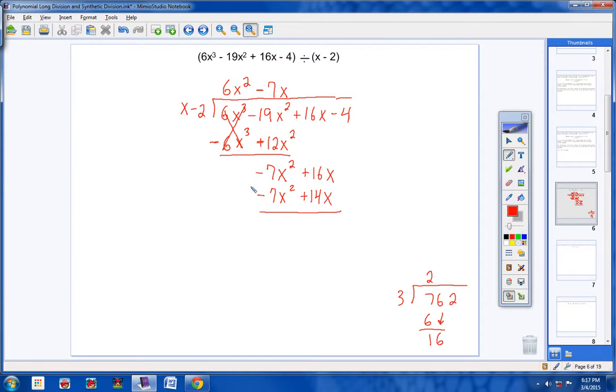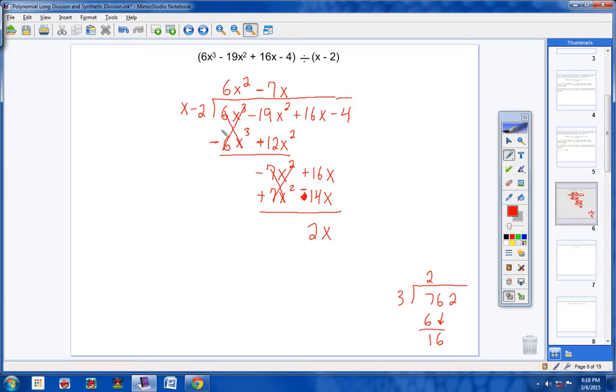Now some of you are going to subtract, which is fine. I'm not. I'm going to change the signs and add. That's how I'm going to do it, okay? Negative 7 and 7 is 0. They cancel out. 16 minus 4 is 2. 2x. Now some students bring down the next term. I'm not going to do that. I'm going to wait, okay?